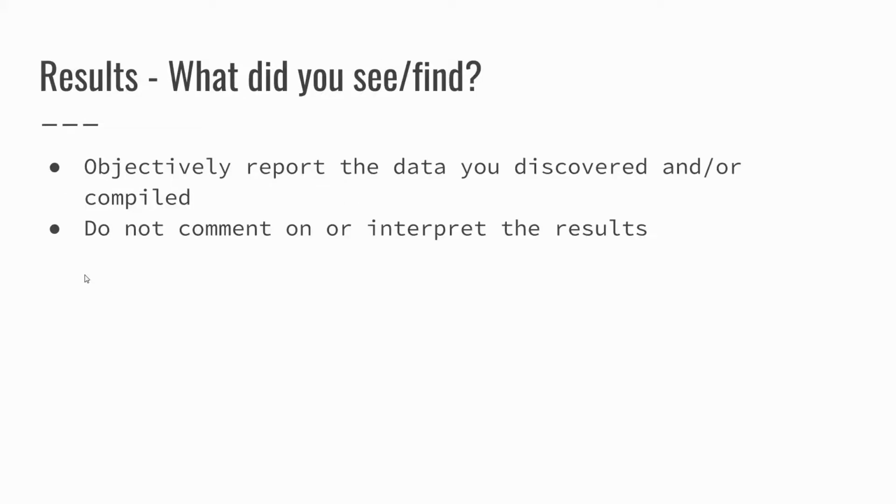Results, what did you see or find? Now, in your results section, you want to objectively report on the data you discovered and or compiled. So that is reporting on both what you discovered through your primary research and what you compiled through your secondary research. In this section, do not comment on or interpret the results. This is just saying, here's what we found.